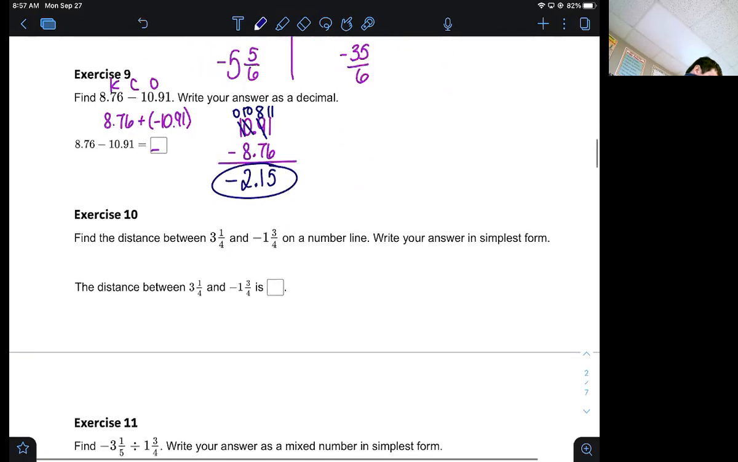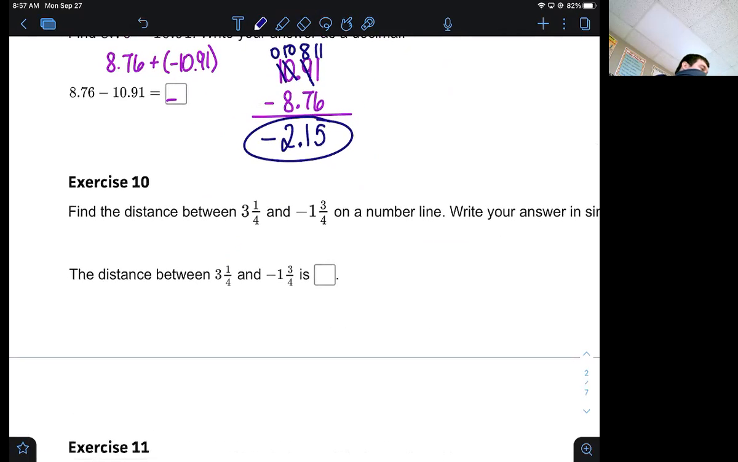Number 10. Find the distance between these two numbers on a number line. 3 1/4 and negative 1 3/4. Now, anytime I'm finding the distance between two numbers, I'm going to subtract. For example, look at the number line up here. If I asked you how far 3 was away from 7, you could count 1, 2, 3, 4. What if you didn't have a number line? You do 7 minus 3, and that tells you the distance between those numbers.